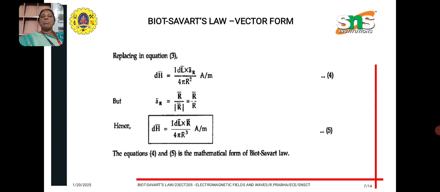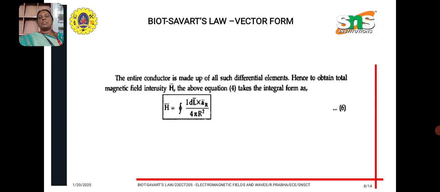This is the magnetic field expression, and the unit is ampere per meter. This ar vector is r vector by magnitude of r, so we can write r vector by r. By substituting this value in equation 4, dH becomes I dl cross r divided by 4 pi r cube ampere per meter, and equation 4 and equation 5 are known as the mathematical form of Biot-Savart's law.